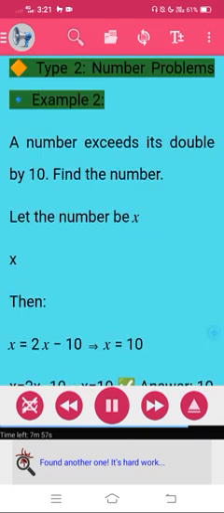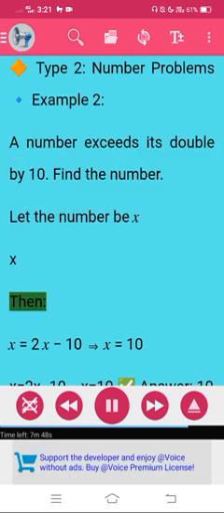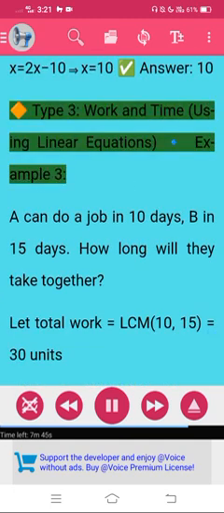Type 2: Number problem. Example 2: A number exceeds its double by 10. Find the number. Let the number be x. Then x equals 2x minus 10. Rightwards double arrow x equals 10.